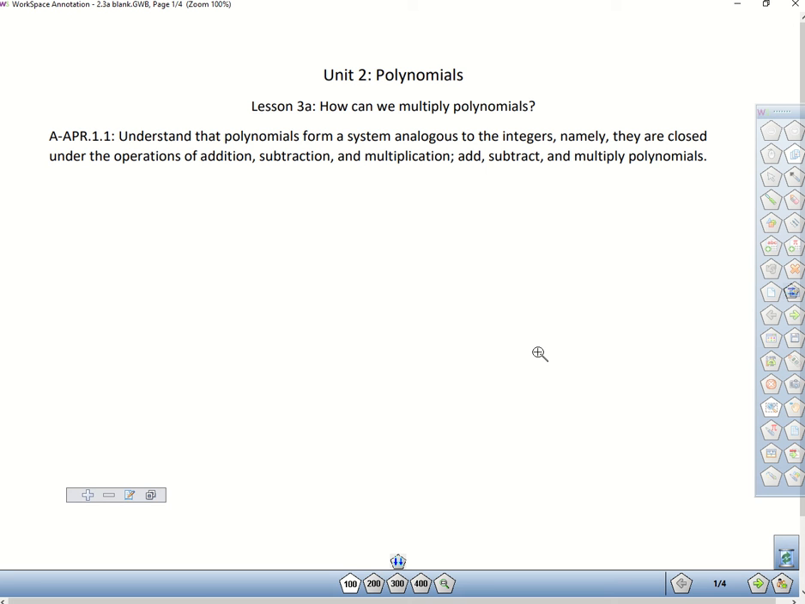So the standard we're talking about is understanding that polynomials form a system analogous to the integers, namely they're closed under the operations of addition, subtraction, and multiplication, and to add, subtract, and multiply polynomials. So don't worry too much about this standard as long as you understand the material.